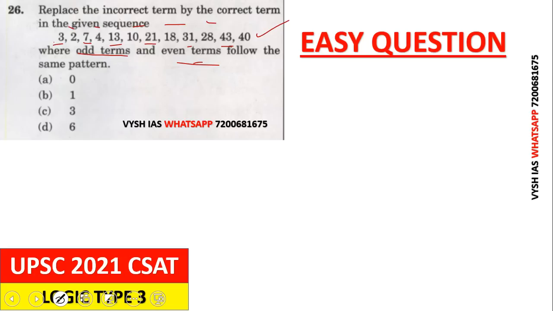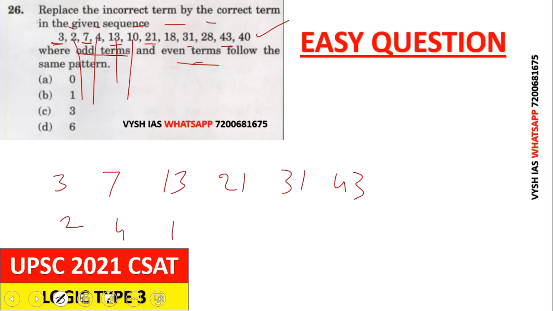So first take that first 1, 3, 5 column. What is it? 3, 7, 13, 21, 31, 43. This is one. And the other one is 2, 4, 10, 18, 28, 40. So they are telling both follow the same pattern. Let's see whether any pattern is there.